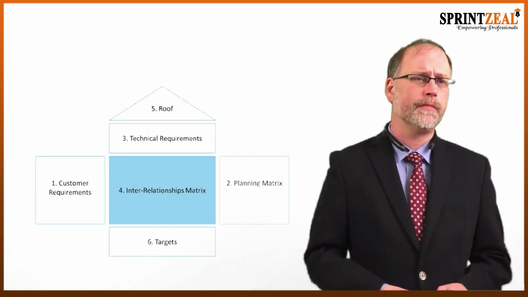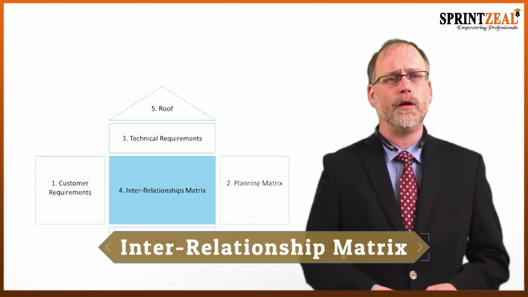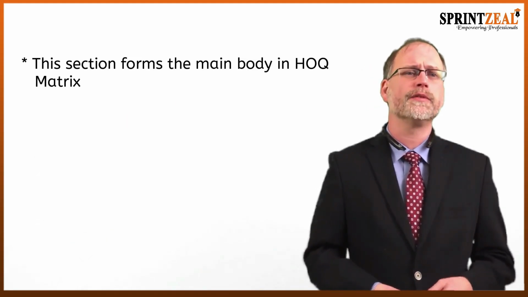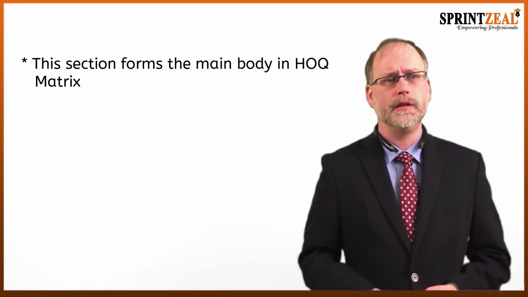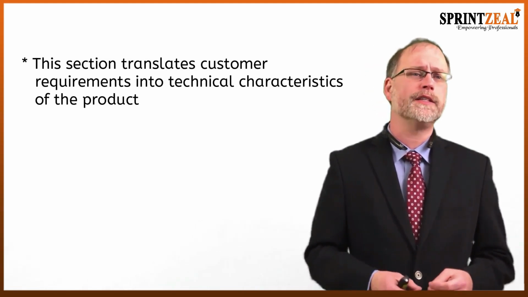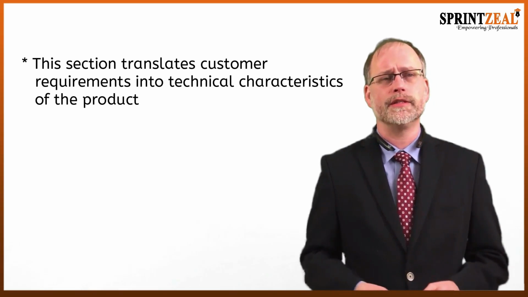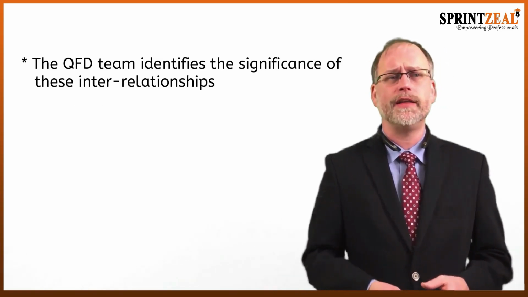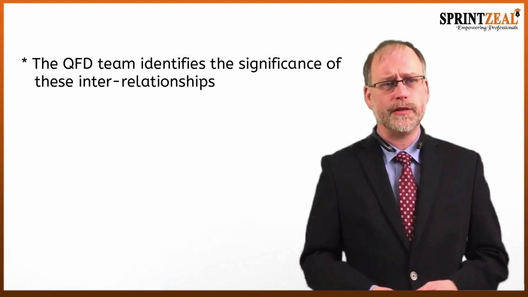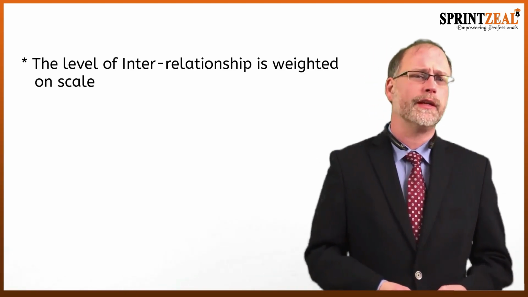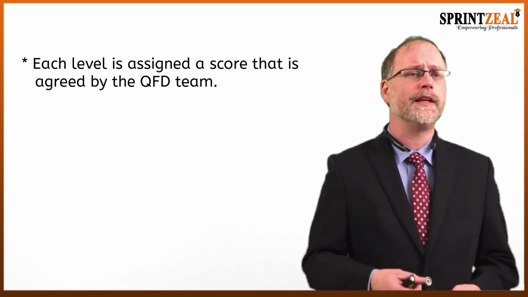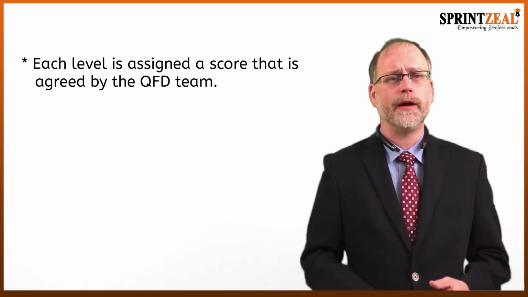Now, step 4. The fourth part of our house of quality is the interrelationships matrix. This section forms the main body of our house. It also translates customer requirements into technical characteristics of the product. Our QFD team is going to identify the significance of these interrelationships, and the level of interrelationship is weighted on a scale, with each level assigned a score that is agreed to by our QFD team.